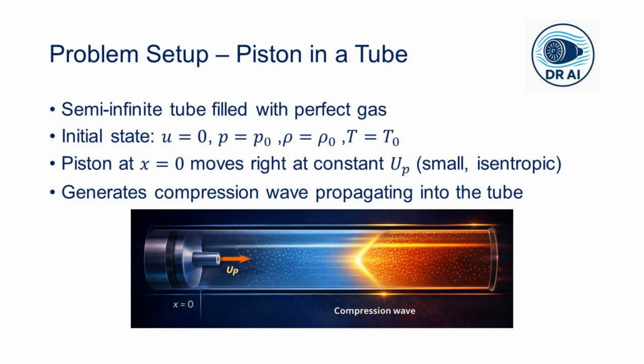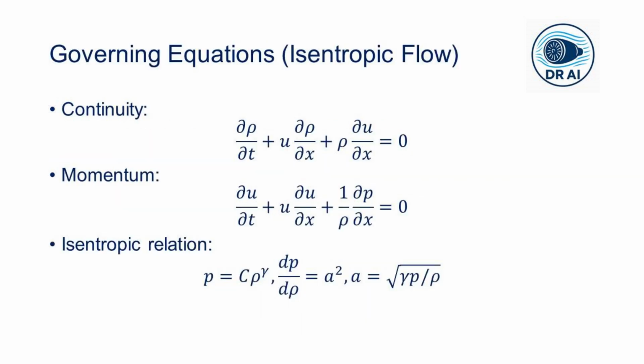We assume the piston speed is small enough that the flow remains isentropic, no shocks, and the entropy is constant. So the gas is ideal, P equals C times rho raised to the power gamma, where gamma is 1.4 for air. The flow is governed by the one-dimensional Euler equations for isentropic flow. These are non-linear, but they can be rewritten in the characteristic form. Now, the equations are the continuity and the momentum equations as displayed.